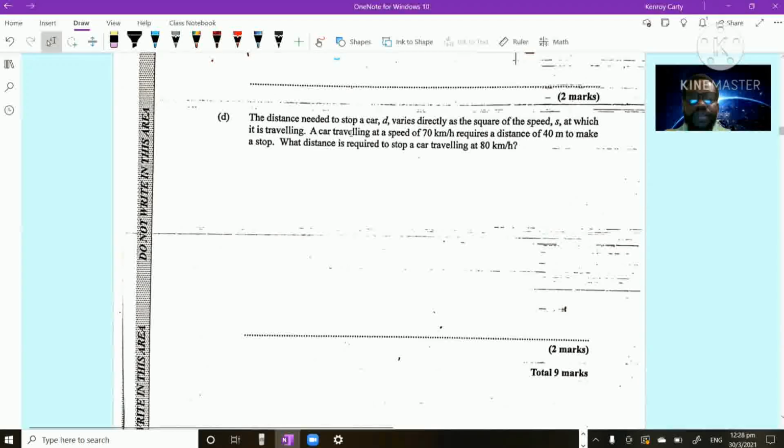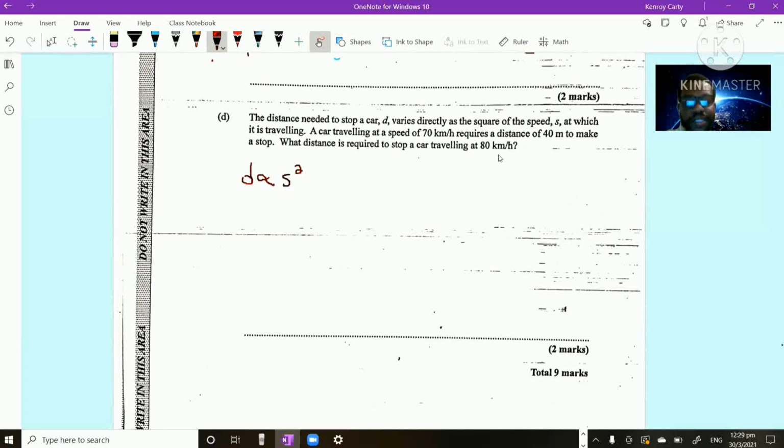The distance needed to stop a car, D, so the D here is representing the distance needed to stop the car, varies directly as the square of the speed S. Now, without even going any further, let us put that piece of information on the paper. Direct variation, you said D varies directly as S squared, where D is the distance, S is the speed at which it is traveling. A car traveling at 70 kilometers per hour requires a distance of 40 meters to make a stop. What distance is required to stop a car traveling at 80 kilometers per hour?